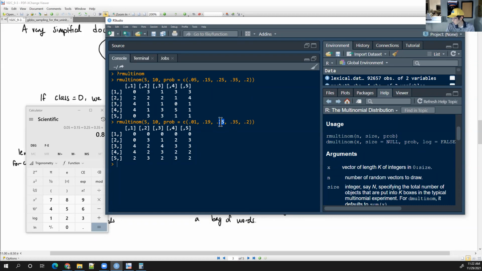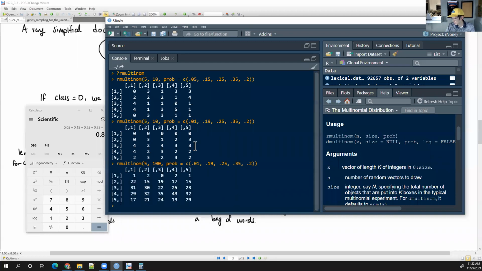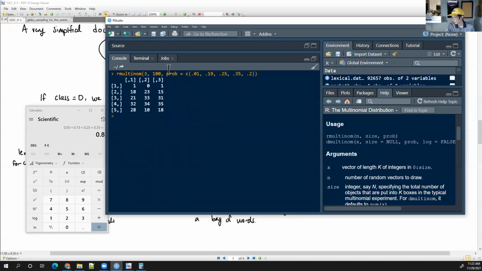Okay. And I could say we'll generate 100 words. So if I'm saying generate 100 values out of 5 categories, and just to make it clear, we're going to generate 3 instances of 100. So again, subject to randomness, the first word appears only with probability 1%.